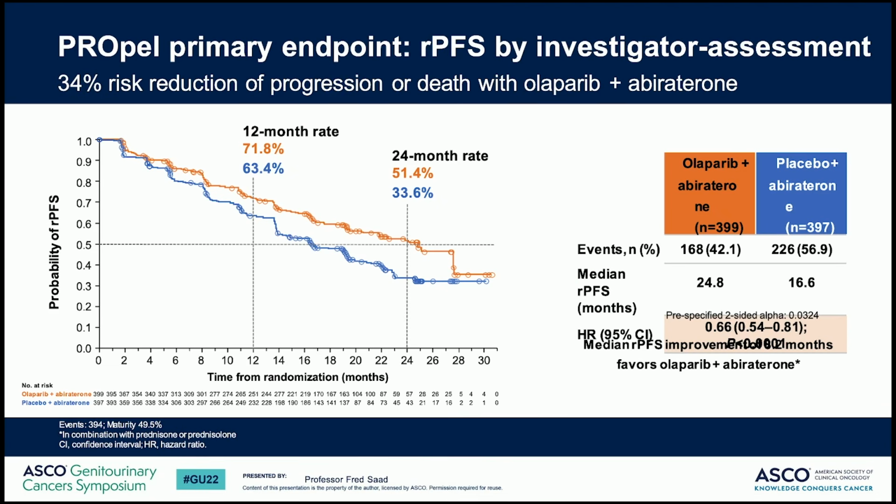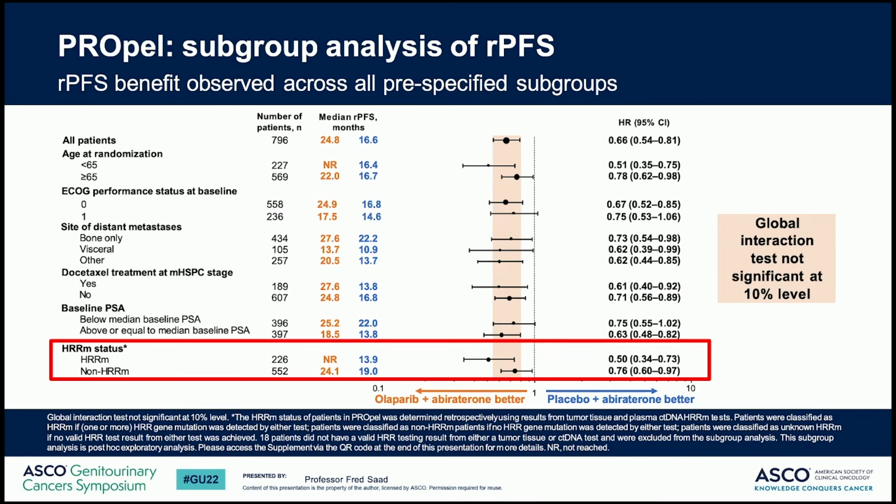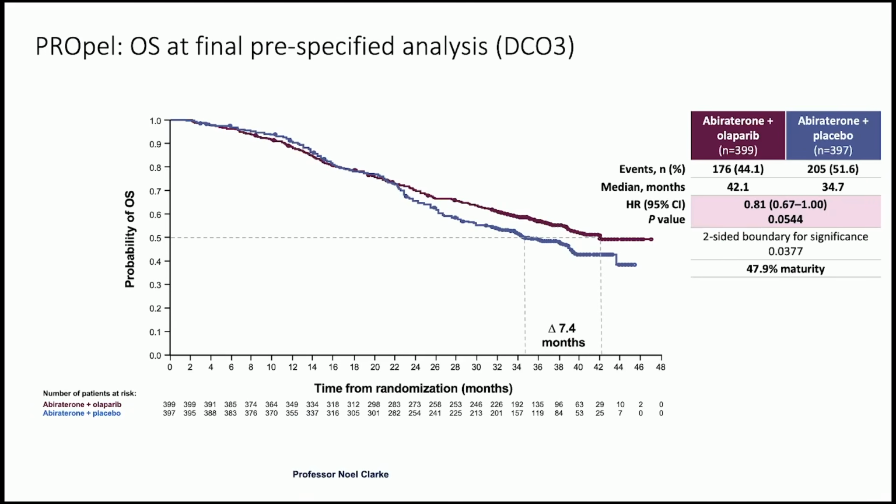So as we see here, for the rPFS, there's a 34% reduction in the risk of progression or death with the combination compared to placebo plus abiraterone. The median rPFS difference was about 8 months. And again, we're seeing this difference in those patients who have the HR mutations, particularly seen in those BRCA1, BRCA2 patients. And this is the final overall survival analysis for all patients, hazard ratio of 0.81.